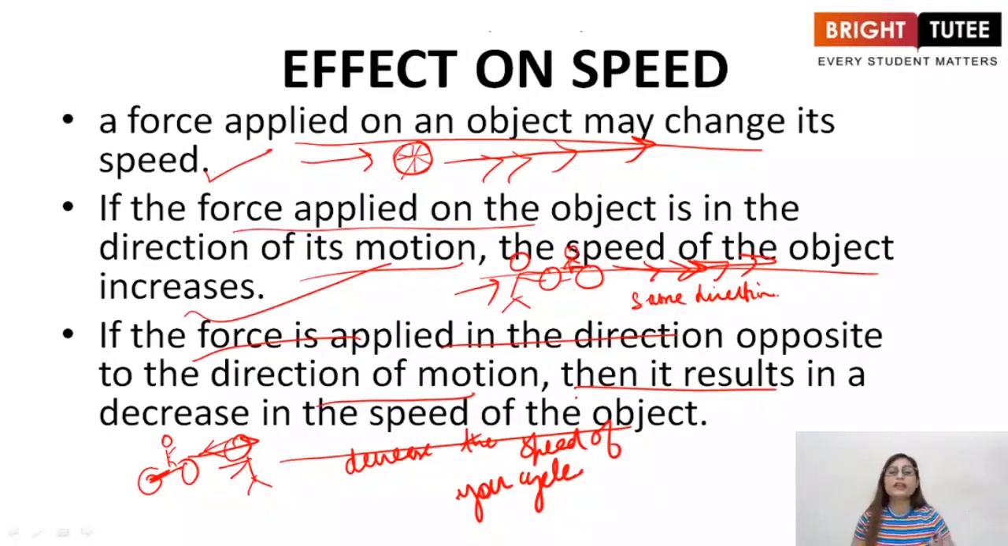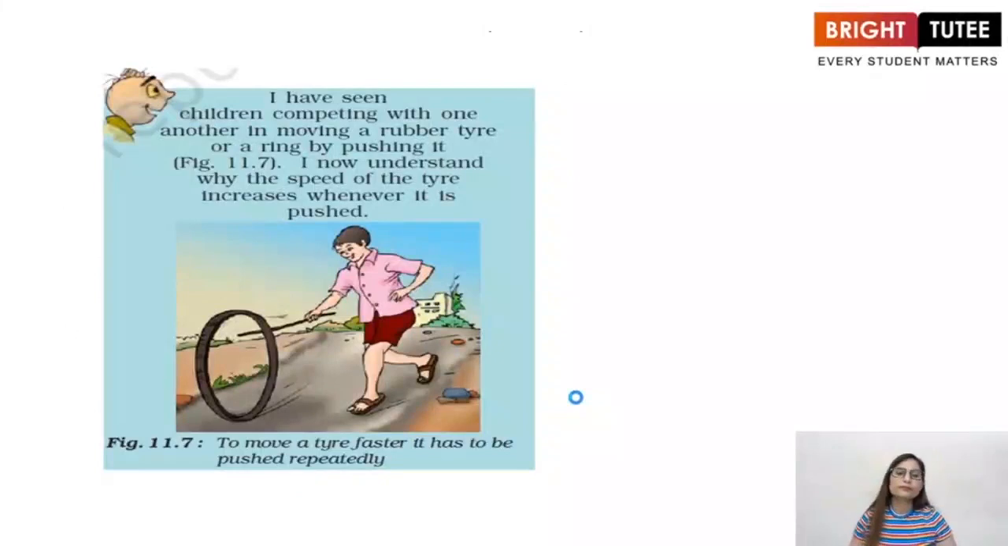So this is the effect on speed whenever a force is applied. If the force is applied in the same direction, for example, I was cycling and my friend comes and pushes me in the same direction, my speed will increase. But if I am moving and my friend comes in front of me and applies opposite force, my speed will decrease, right? So this is the effect on speed depending on the direction of forces, right?